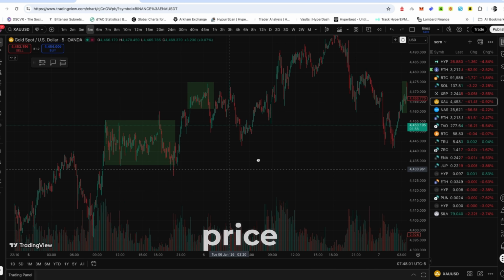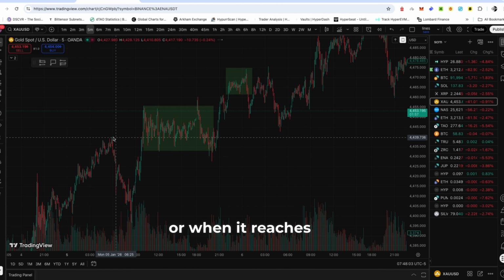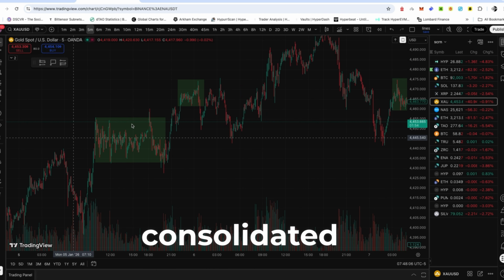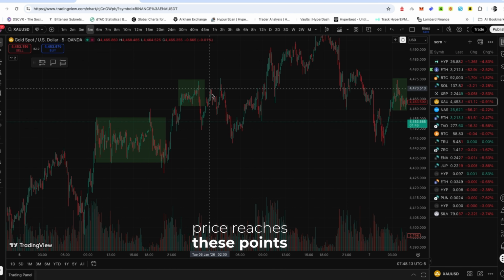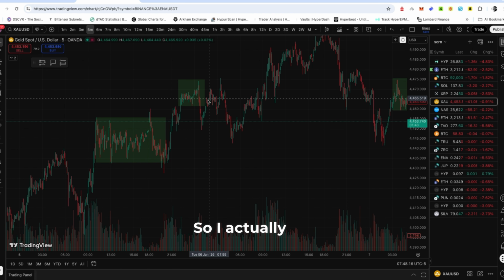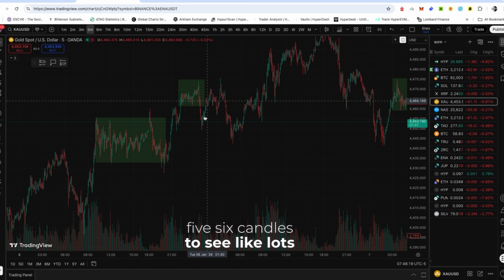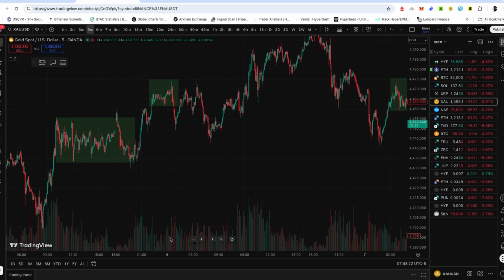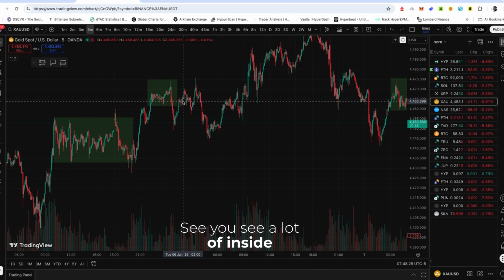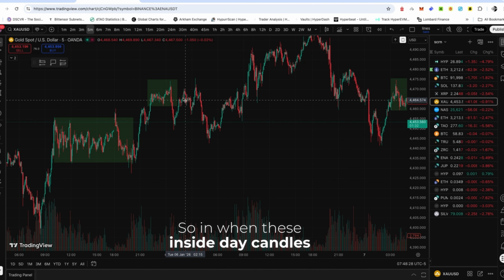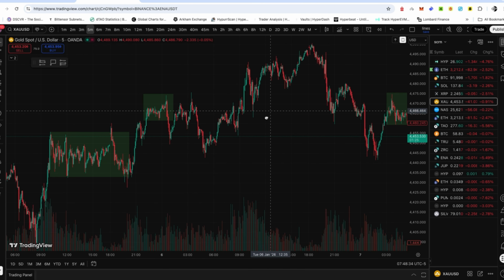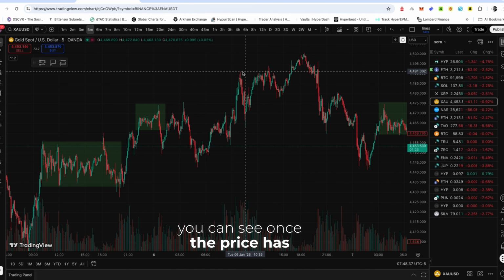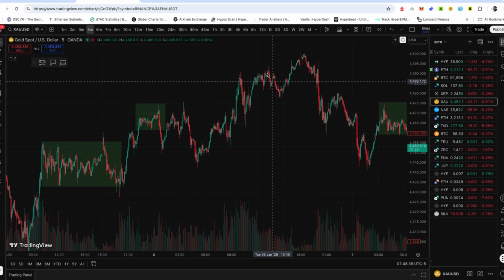So how do you determine these price ranges? Once price takes a previous high or reaches a previously consolidated area, like these, it usually tends to range. So I actually wait for 5-6 candles to see lots of inside candles. You see a lot of inside candles. These inside candles give you an idea that there will be some ranging going on. Again, you can see once the price has taken this high, it starts ranging here, with a lot of inside candles.